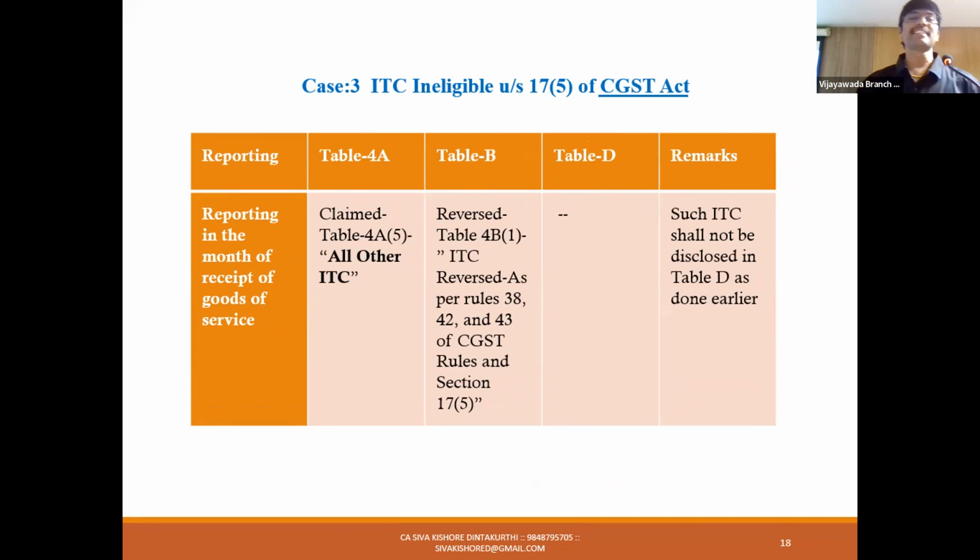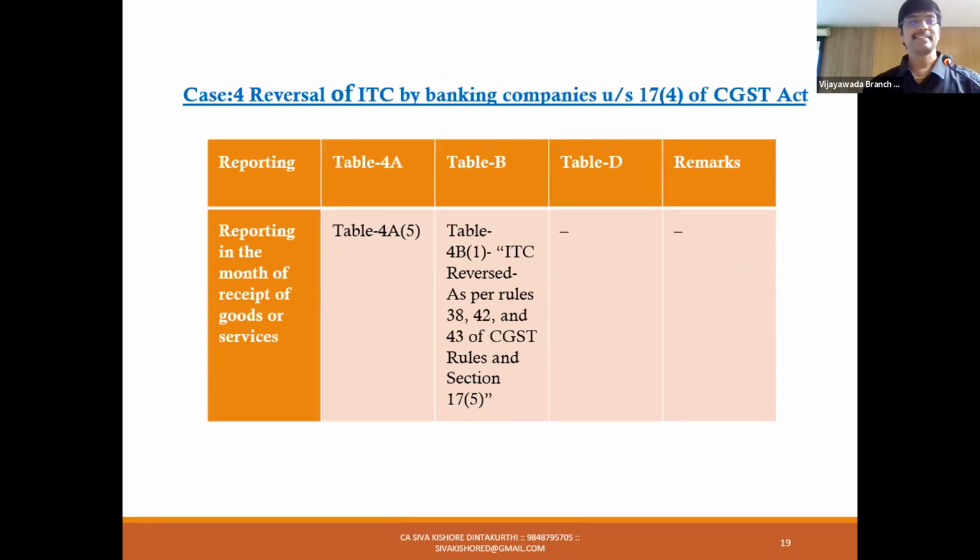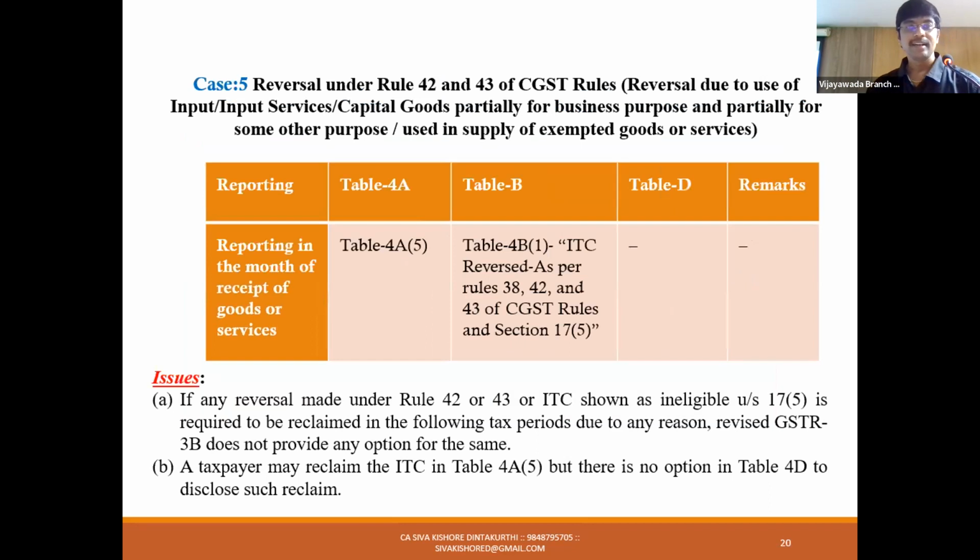So ITC ineligible under section 17(5), you first wrote in all other ITC and then deduct in 4B1. Sir, can I show it in 4D1 later? No, question of reavailment does not arise. Next, reversal of ITC by banking companies, first include in 4A5, then in 4B1. Rule 40-43, first include in 4A5, next in 4B1. But the problem here is, as rightly ma'am asked me a doubt in the tea break, which is a breakthrough point.